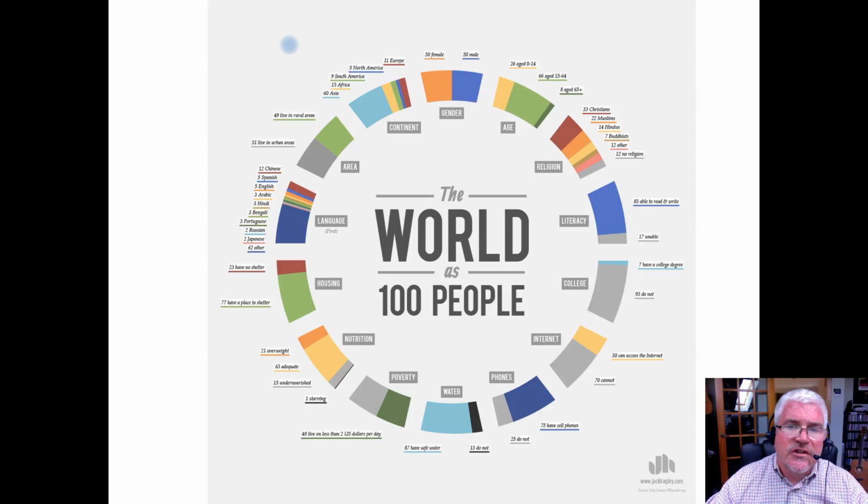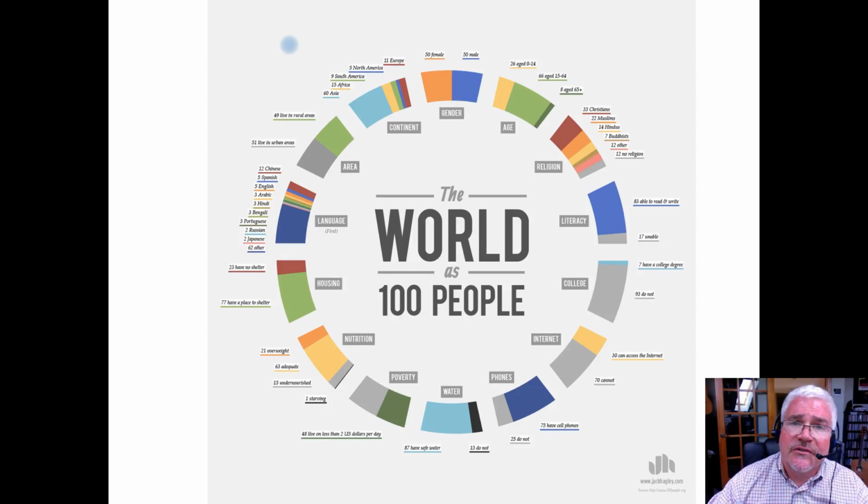And what continent do these people live on? 60 of them live on the continent of Asia. The majority of people live in Asia. The majority of people live in an urban area. The majority of people have a shelter. You see? 5 people would live in North America, where we are now. Canada, the United States, and Mexico. So 12 times as many people live in Asia than live in North America.